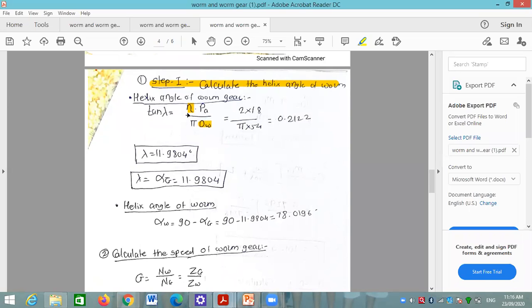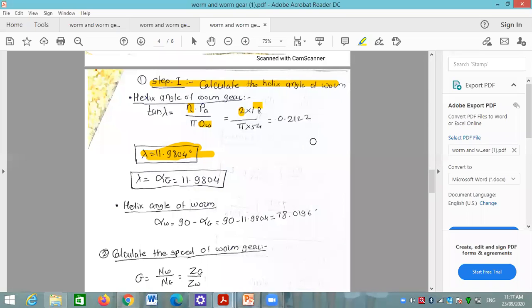Number of starts is 2. PA, the axial pitch, is 18. Pi into the diameter of the worm, that is 54. By using this, we get tan of lambda is equal to 0.2122. If we take the inverse of this, we get lambda, and lambda is equal to 11.9804 degrees.